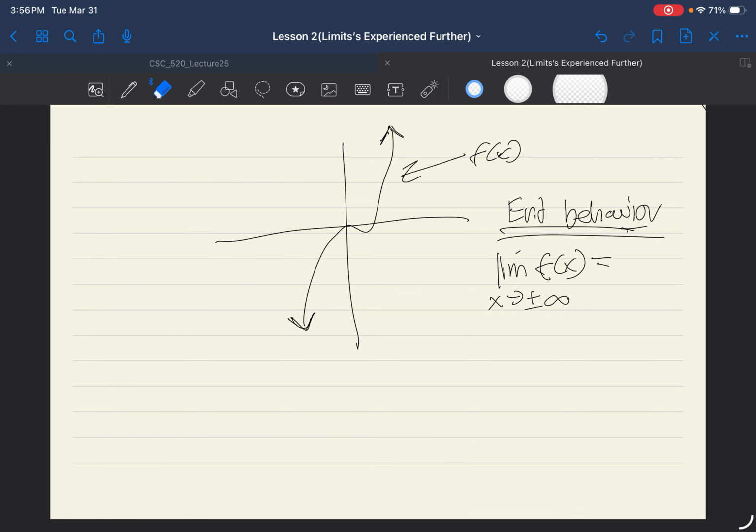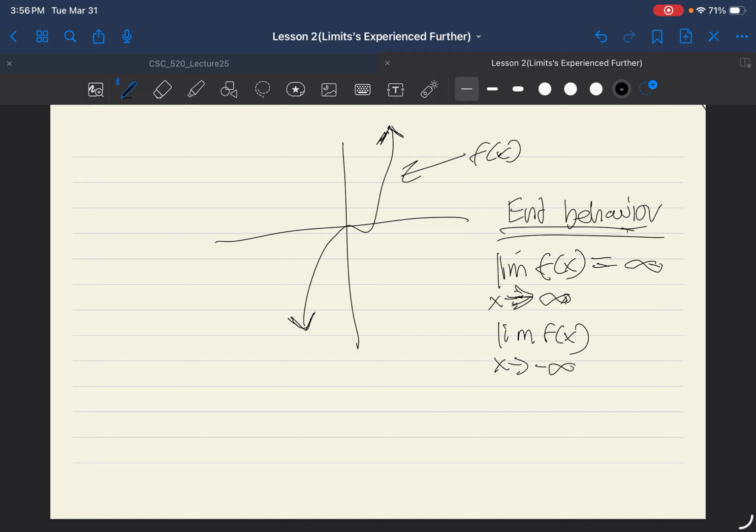So for now, we're looking at the end behavior as x goes to infinity. That's the first one we're going to look at. And since we see that this is clearly going up forever and ever, it means it is clearly going to infinity. And the limit as x approaches negative infinity of f of x will be obviously negative infinity. This will differ based on the function that you're given, and there are other functions where it can go to 0.